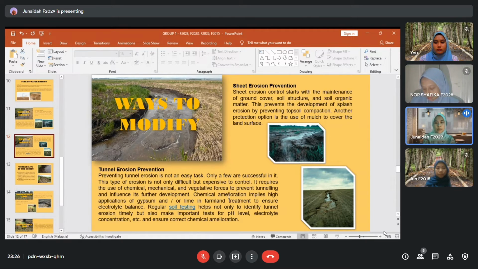Chemical amelioration implies high application of gypsum and or lime in farmland treatment to ensure electrolyte balance. Regular soil testing helps not only to identify tunnel erosion timely but also to make important tests for pH level and electrolyte concentration, and ensure correct chemical amelioration.